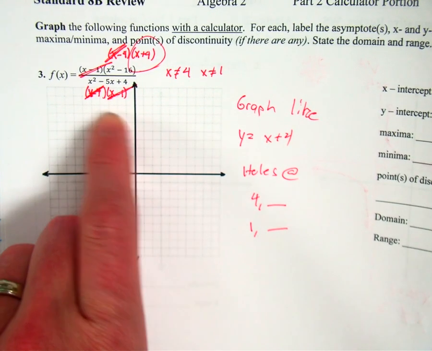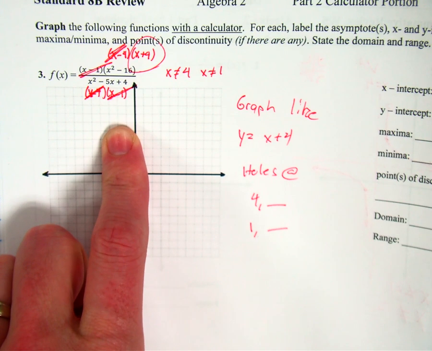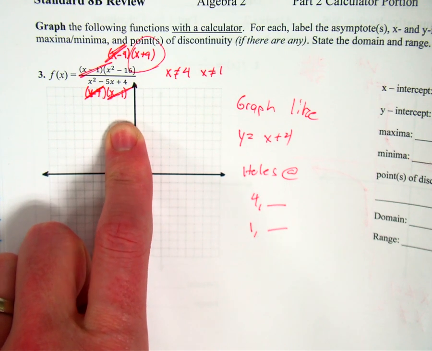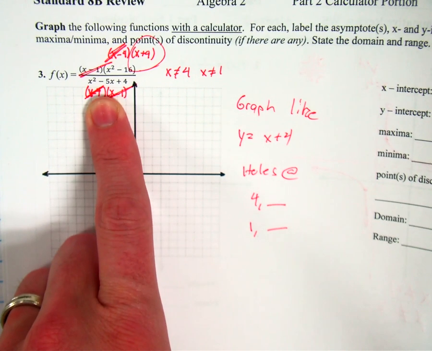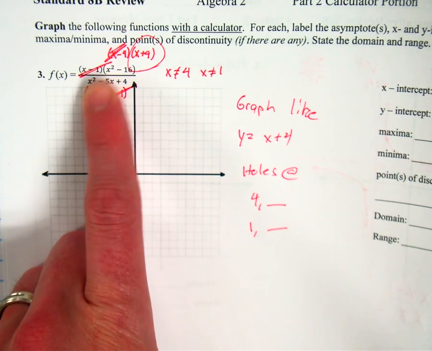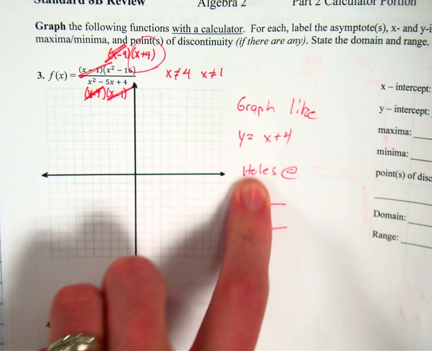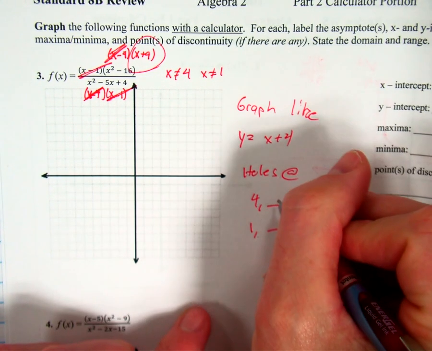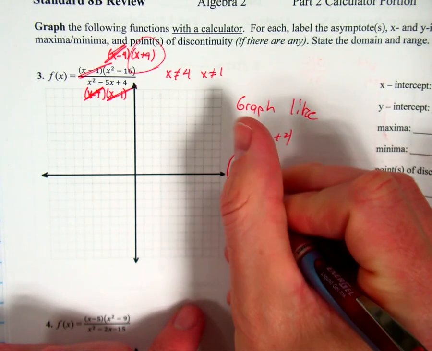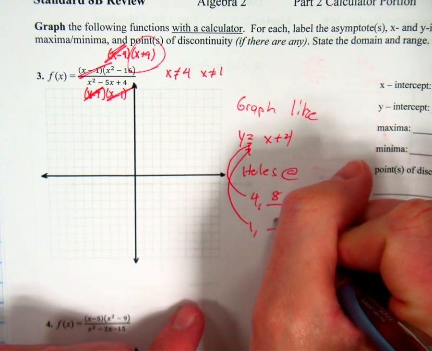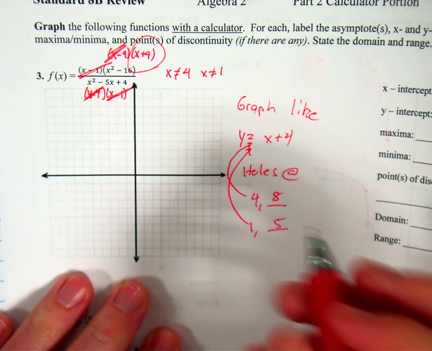Okay, instead of having asymptotes, when they cancel out, they turn into just holes in the graph, empty dots. Okay, 4 comma what? Well, if I put 4 back in the original, I'm going to get an error because I can't divide by 0. But if I put 4 in the reduced one, we get 4 plus 4, so 4 comma 8. And then if I put 1 in here, 1 plus 4 is 5. So those are holes, empty circles.